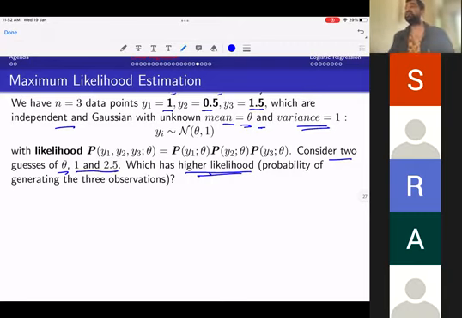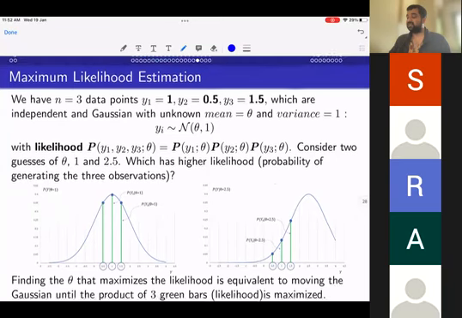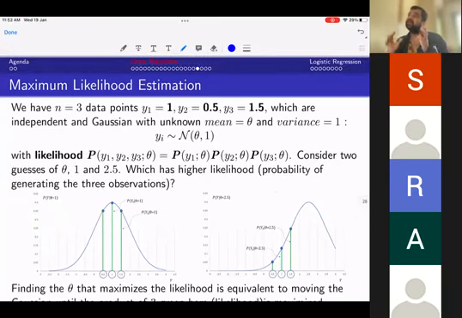So can anybody tell which one is more likely? 1. Yes. And what is the intuition? We see most of the values over there are around the 1 range. So 2.5 would be very low probability. Exactly. So that is the thing that is given by the next slide, and that is the idea behind the maximum likelihood.